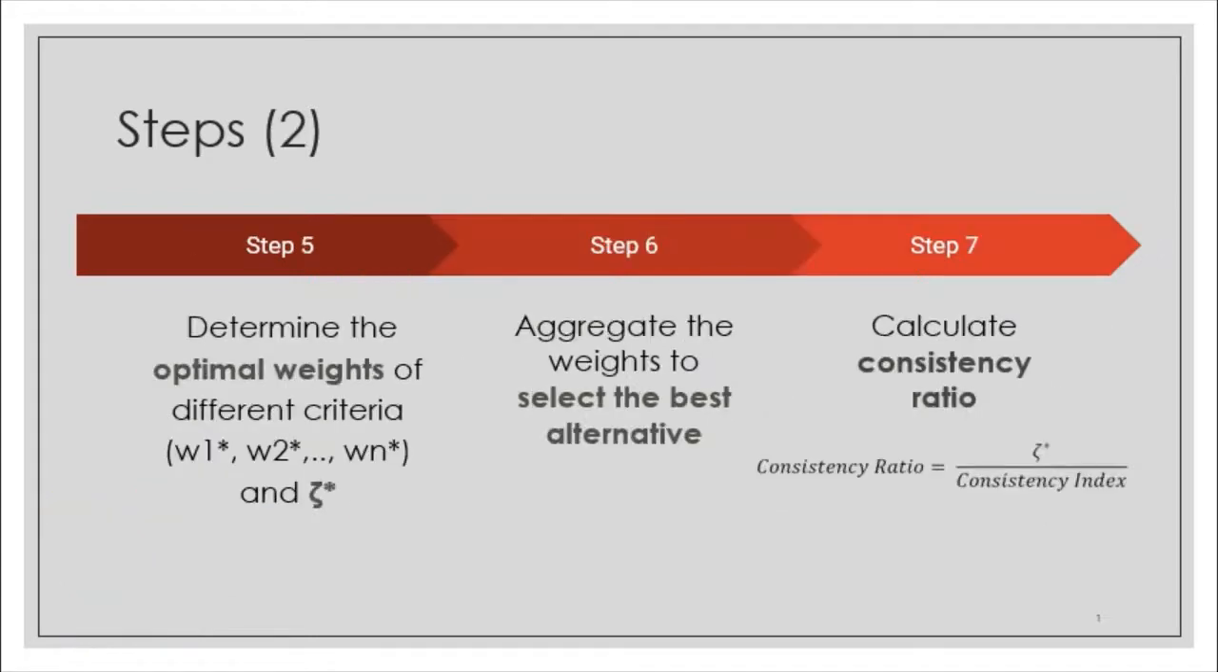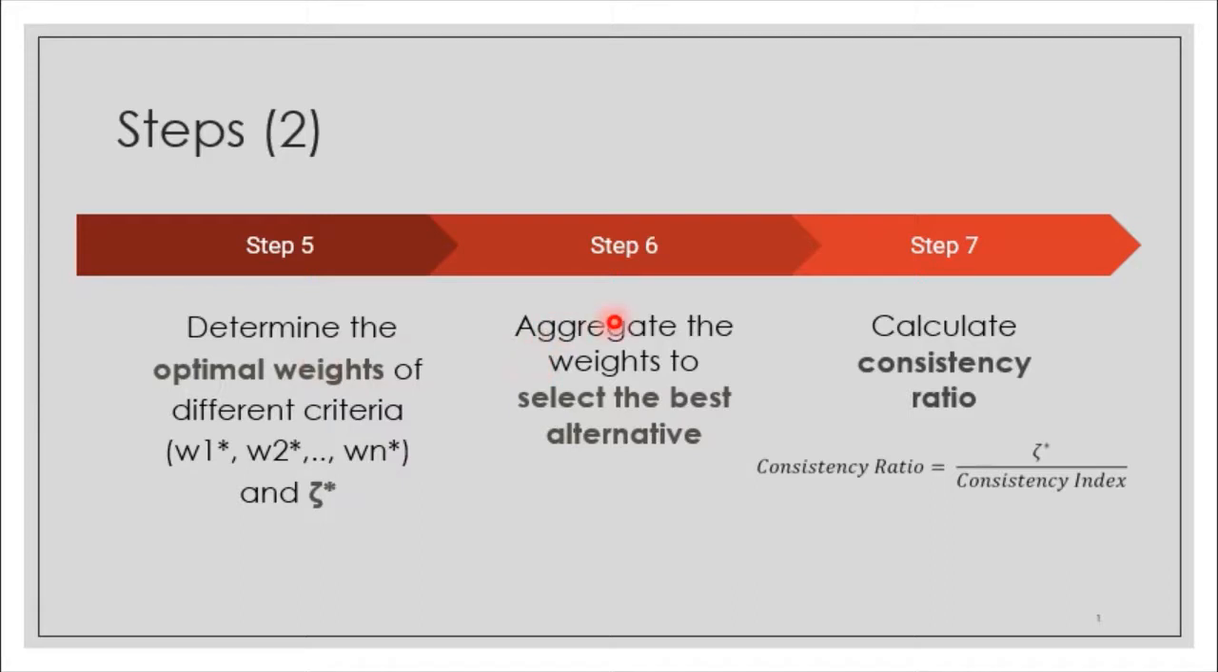Our next steps are as follows. In step 5, we want to determine the optimal weights of the different criteria we chose earlier. These weights are denoted by W1 star, W2 star, through Wn star. And we determine another parameter called zeta star, which we will use later in step 7 to determine a parameter called the consistency ratio. So how do we determine these values? We formulate a max problem and solve it to end up with these values.